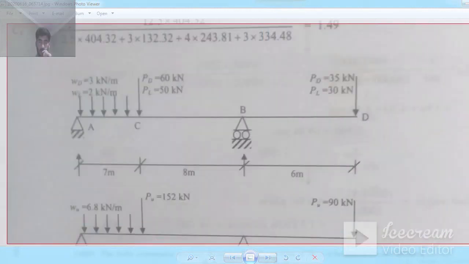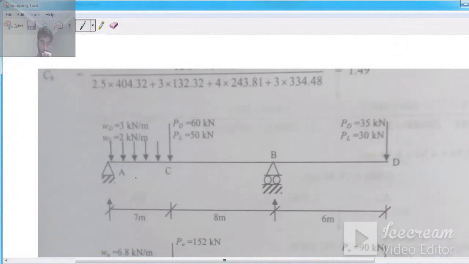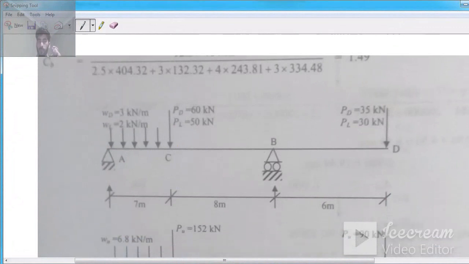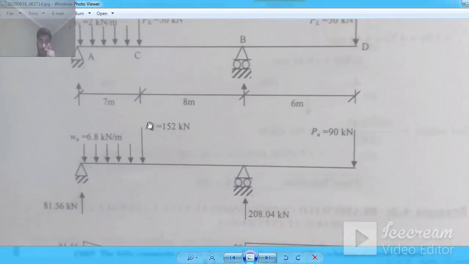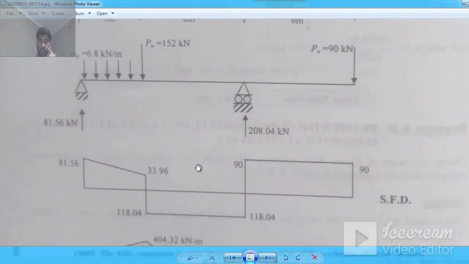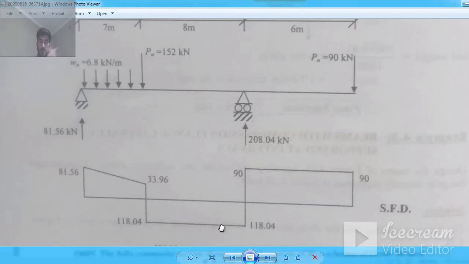What we need is the moment diagram for this beam. Clear? Now if we draw the moment diagram, you see the beam here. We have a point load and a UDL. You need to calculate the reactions, which is the simple procedure. You have a point load at the free end. If you draw the shear diagram, it will be somewhat like this. You see the variation of shear force here. And if you draw the moment diagram, it will look like this.